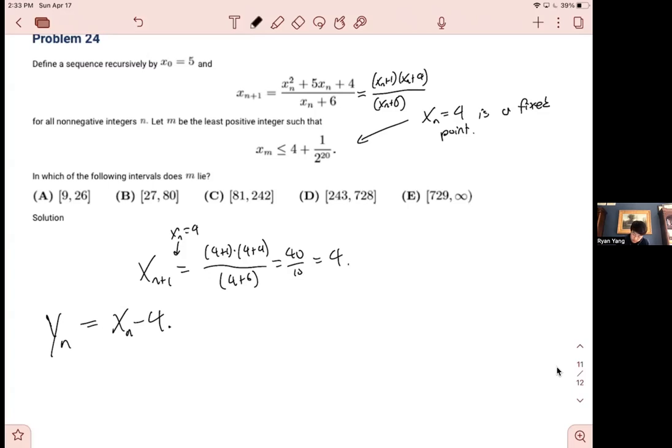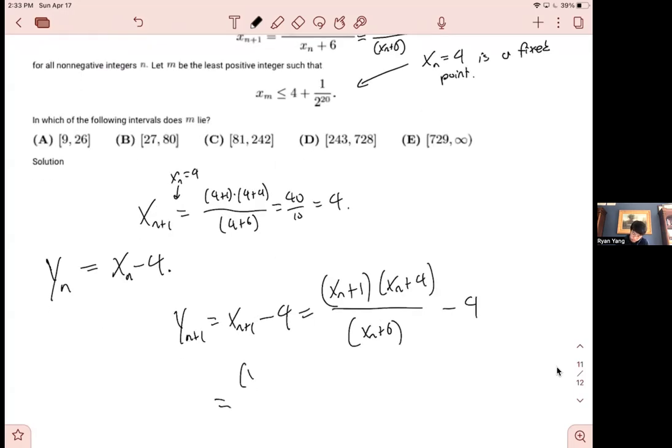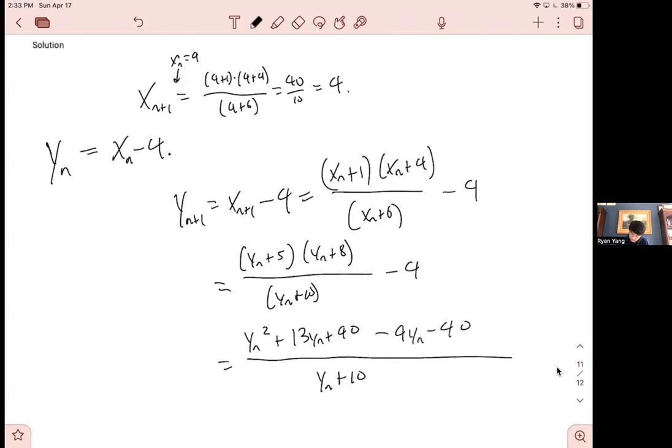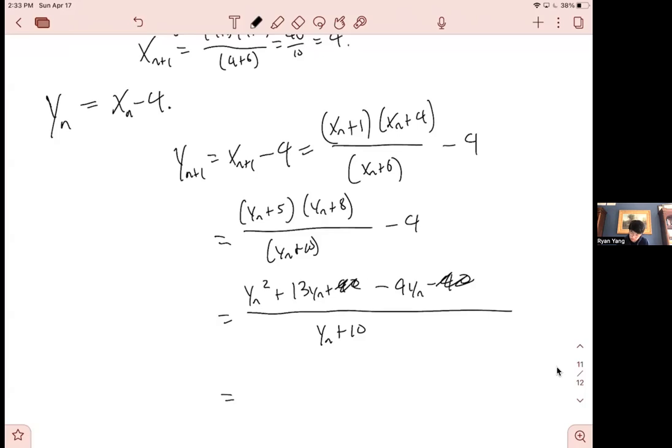And so once we substitute that in, y sub n plus 1 is equal to x sub n plus 1 minus 4, which is equal to (x sub n squared plus 5 x sub n plus 4) over (x sub n plus 6) minus 4, which is then equal to (y sub n squared plus 13 y sub n plus 40) over (y sub n plus 10) minus 4 y sub n minus 40, which then equals (y sub n squared plus 9 y sub n) over (y sub n plus 10), which you can pull out a y sub n from the top, which gives you y sub n times (y sub n plus 9) over (y sub n plus 10).